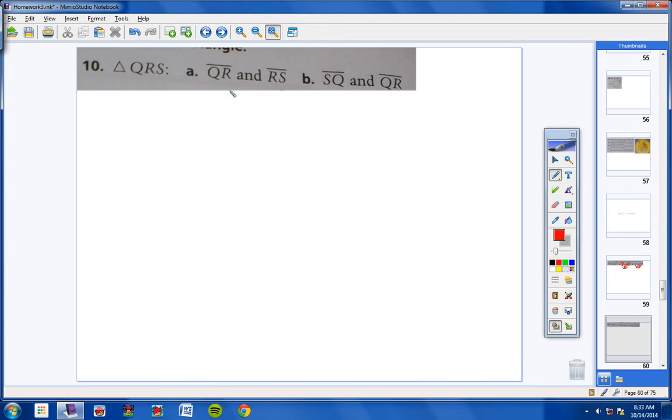Okay, in triangle QRS, what is the included angle for QR and RS? Well, it'd be angle R is the included angle because they both share the letter R. What is the included angle for side SQ and QR? Well, they both share the letter Q, so the included angle is angle Q.